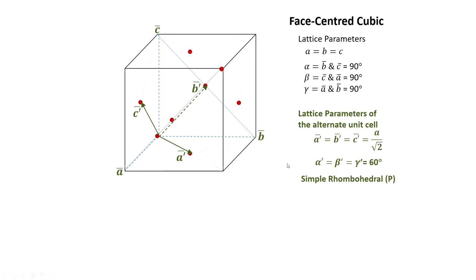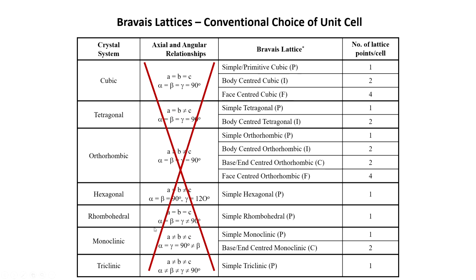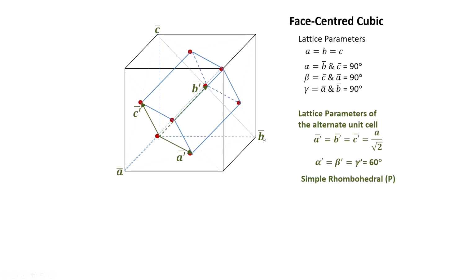If I just go back to this, I find that I am in the rhombohedral crystal system, where A equals B equals C and the three angles are equal, but not equal to 90 degrees. Let me complete the cell. So, I get this rhombohedral unit cell. This means that I can also represent the face centered cubic unit cell as a simple rhombohedral, but that is not the case. The face centered cubic lattice does not belong to the simple rhombohedral lattice.